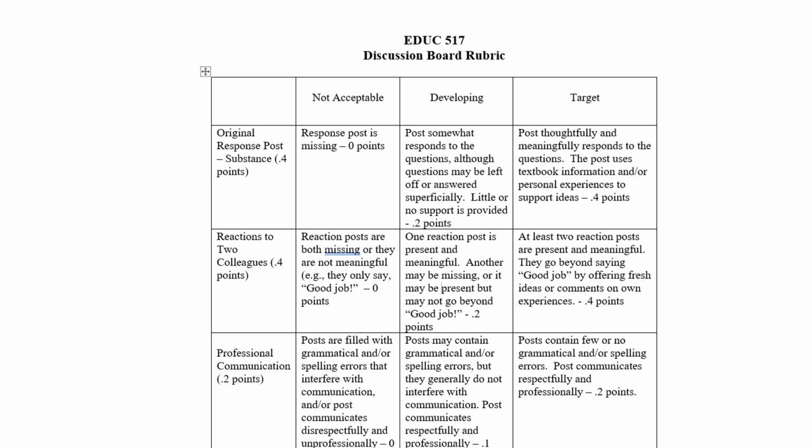These discussion boards are graded with a rubric, and you can see them here. The original response post is worth 40%. The two reaction posts are worth 40%. And then 20% is professional communication. Did you spell everything right? Did you cite things when necessary? Did you respond in a professional manner with no negativity towards your colleagues?